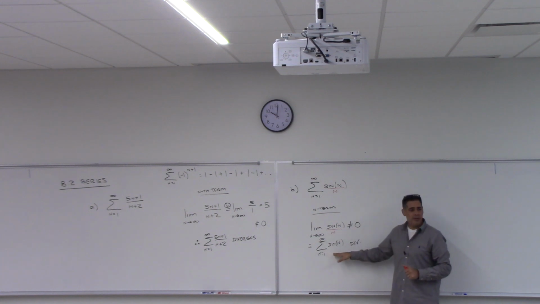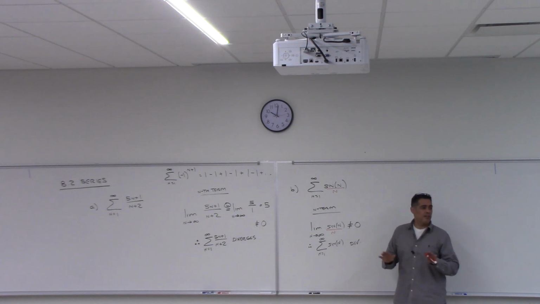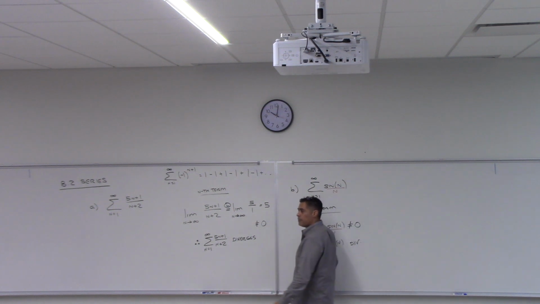Therefore, the original series, no, I don't know. I don't know. Remember, this is the thing that gets everyone. The test for divergence only tests for divergence. You should never draw a conclusion of convergence with this test, ever. It only will ever tell you if you're divergent. That's it.